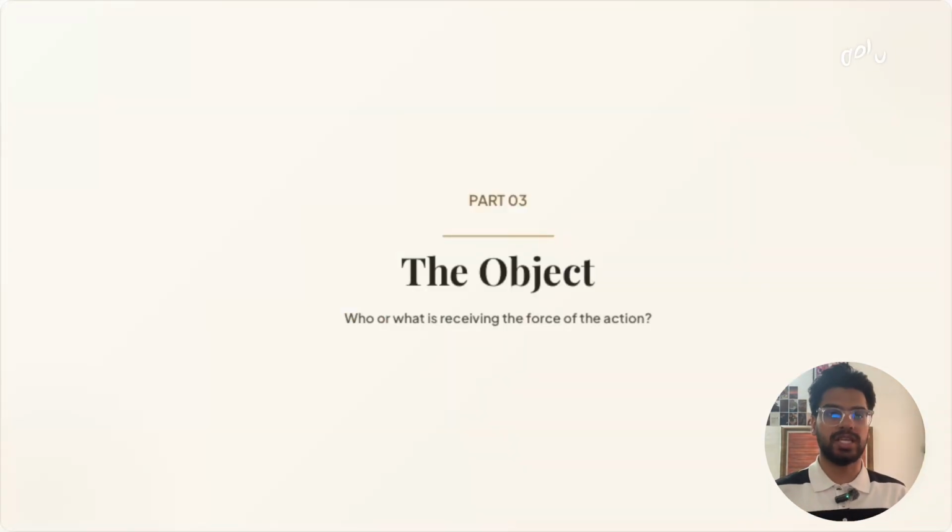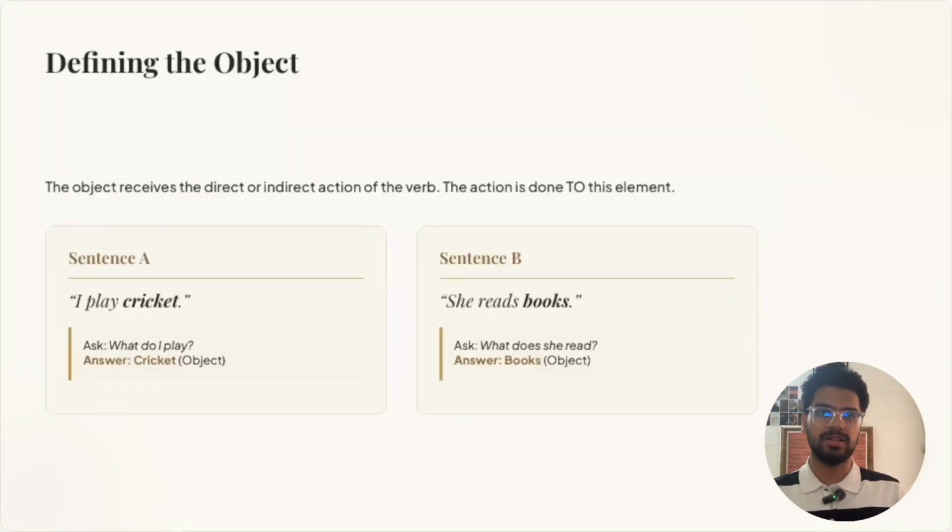So what is an object? The object receives the action of the verb. In simple words, the action happens to the object. For example, I play cricket. Ask, what do I play? Answer, cricket. So cricket is the object in this sentence. Example number 2. She reads books. Ask, what does she read? Answer, books. So here, the word books is the object. Understood?